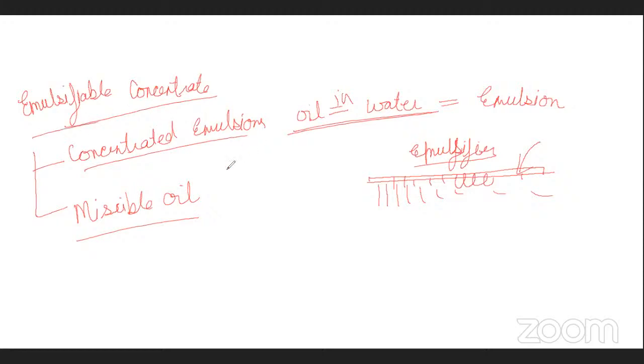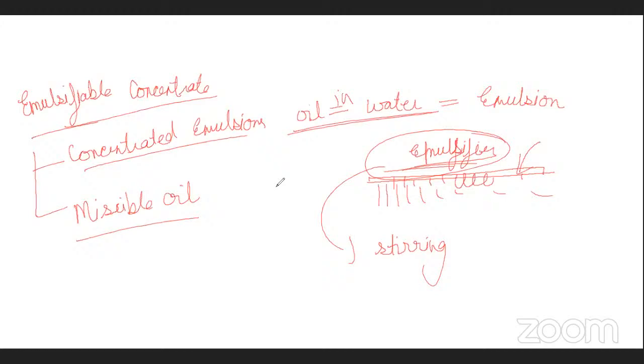And this emulsifier only helps in uniform distribution of chemicals in the water. And by adding the emulsifier, we don't need any stirring. This emulsifier will help us to mix the two liquids uniformly.